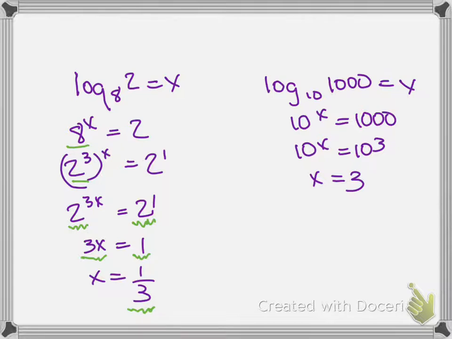Log base 10 of 1,000 is equal to x, so 10 to the x is equal to 1,000. We know that 1,000 is a power of 10, so I can rewrite that, and again, x is equal to 3.